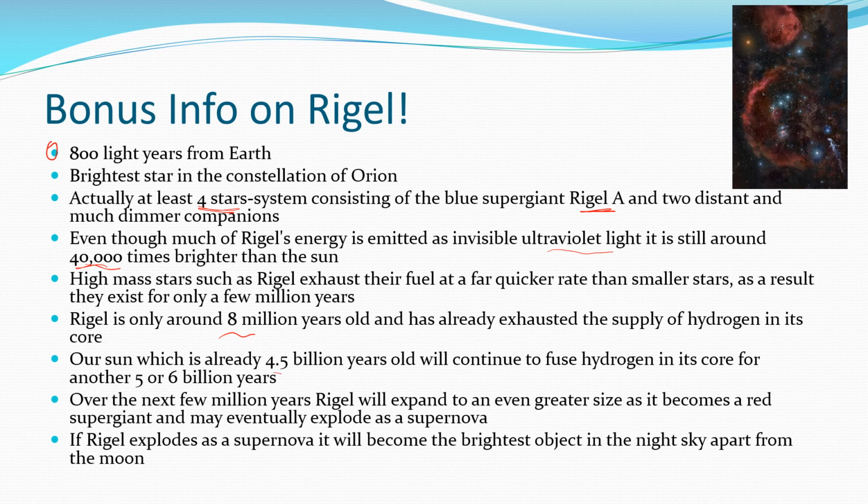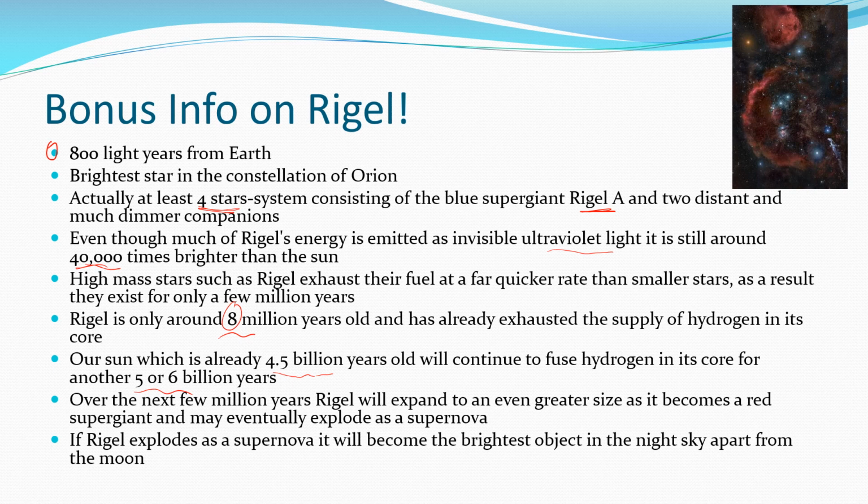Our sun's 4.5 billion years old and is going to continue for another 5 or 6 billion years fusing hydrogen. Rigel's only 8 million years old and has already used up its hydrogen. Over the next few million years, Rigel's going to expand and eventually it's going to become a red supergiant and explode into a supernova when it finally exhausts most of its fusion.